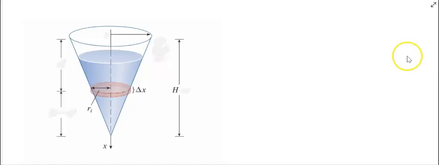We want to know how much work is required to pump it all out. So we want to pump it out over the side, and that's what we're going to be doing in a lot of these problems. Now, there are some simplifications that we need to make when we think about doing this.